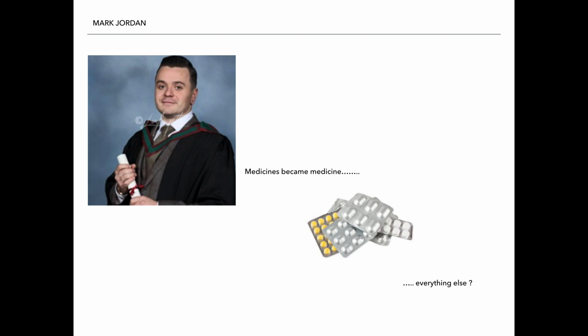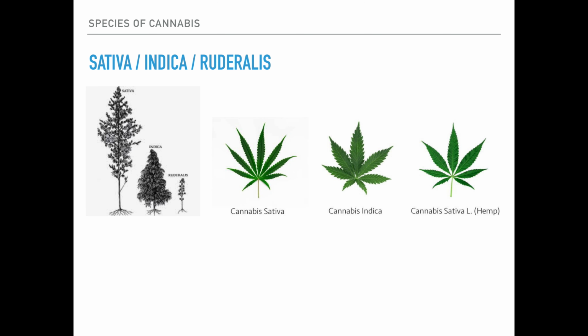So that being said, as I mentioned, we'll start at the start, and I think we should have a quick look at the actual genus, the cannabis genus itself. There are three plants, or three plant types, belonging to the species of cannabis. That's sativa, indica, and ruderalis.